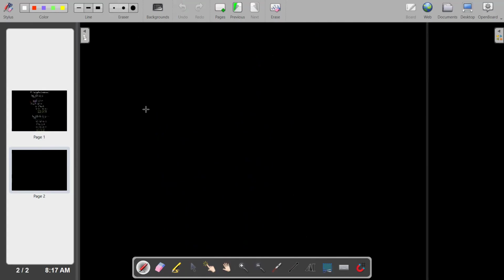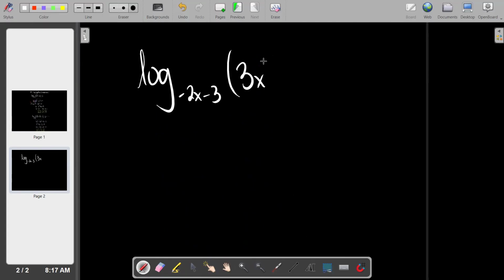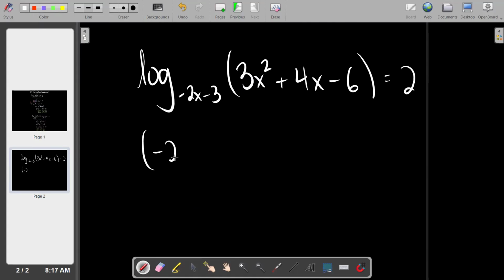All right, let's do log base negative 2x minus 3 of 3x squared plus 4x minus 6 equals, you guessed it, 2. So I'm not going to go super fast on this one, because I do think it's time well spent if we can sit and practice our square, square, multiply, double skills.